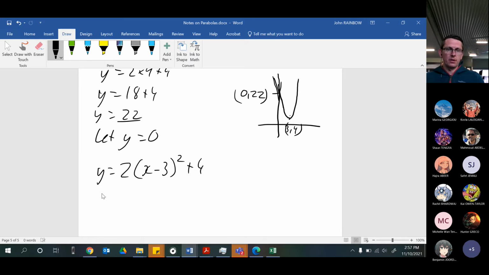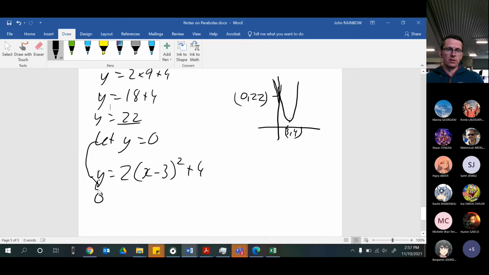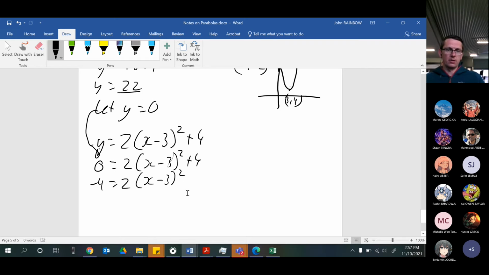Now, if we let y equal 0, I should actually write let y equal 0 there, not there because I haven't. 0 equals 2 bracket x minus 3 all squared plus 4, and minus 4 on both sides. Minus 4 equals 2 bracket x minus 3 all squared. Divide by 2 on both sides. It's going to be negative 2 equals x minus 3.